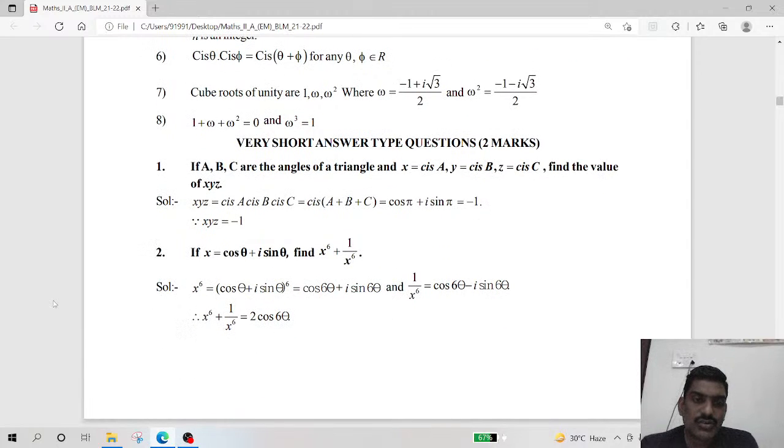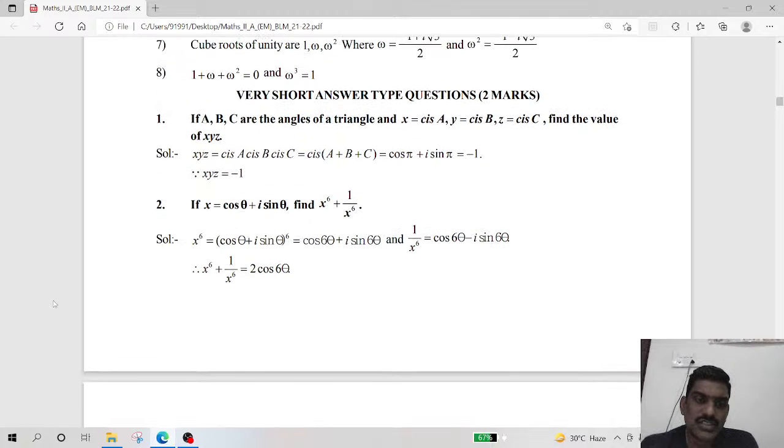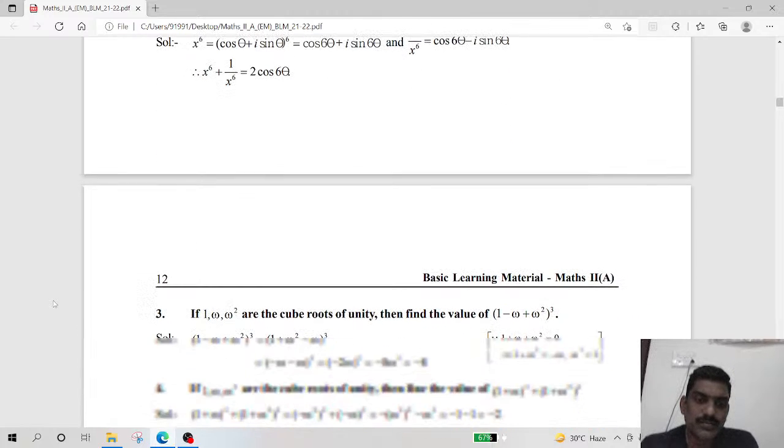Next, x is equal to cos theta plus i sin theta. Find x to the power of 6 plus 1 by x to the power of 6. First, let us find x to the power 6, (cos theta plus i sin theta) to the power of 6. Then we can find 1 by x to the power 6, that is nothing but cos 6 theta minus i sin 6 theta. Add up both, you can get the answer.